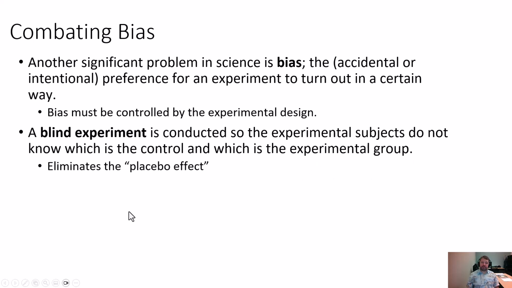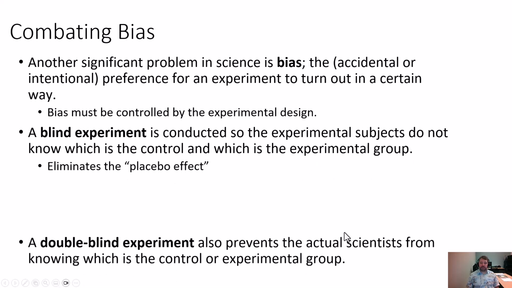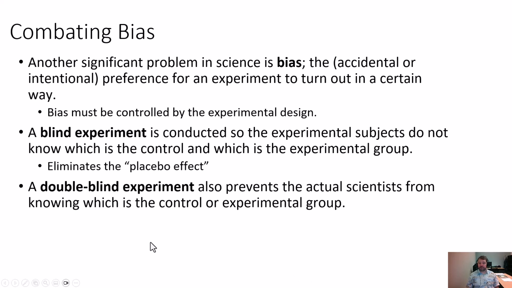Okay? And even better yet is to do a double-blind experiment. And that's where the scientists don't know either. Okay? So the scientists don't know what group received the sugar pill and what group received the pharmaceutical drug. And so both parties, the subjects are blind to the study, and the scientists that are collecting the data are blind to the experiment or the study. That eliminates a lot of bias.